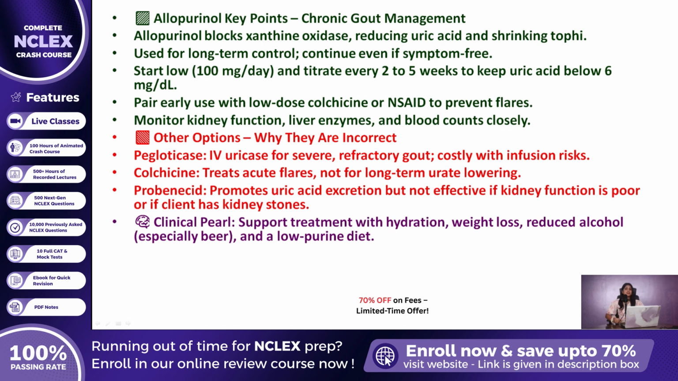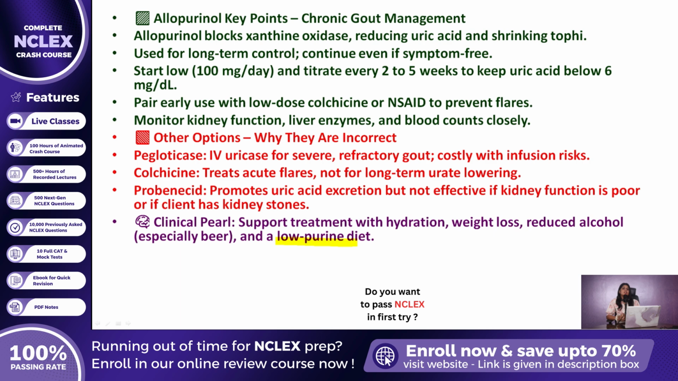Before we transition to the next challenge, tuck away these clinical pearls. Start allopurinol low at about 100 milligrams daily and titrate every 2 to 5 weeks toward a serum uric acid target below 6 milligrams per deciliter to avoid hypersensitivity. Pair the early months with low-dose colchicine or a non-steroidal anti-inflammatory drug to blunt mobilization flares. Reinforce solid hydration, weight management, limited alcohol, especially beer and spirits, and a low purine eating plan to amplify drug effectiveness. And keep a close eye on kidney function, liver enzymes, and complete blood count, adjusting the dose in chronic kidney disease to prevent crystal nephropathy and systemic toxicity.